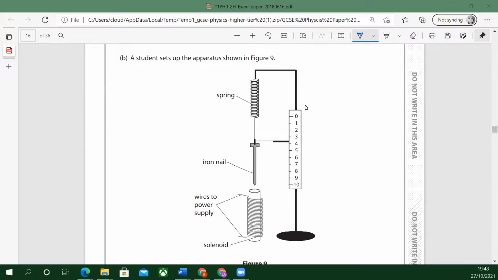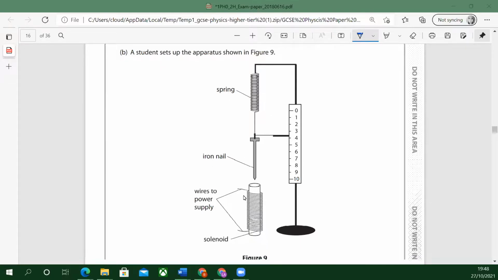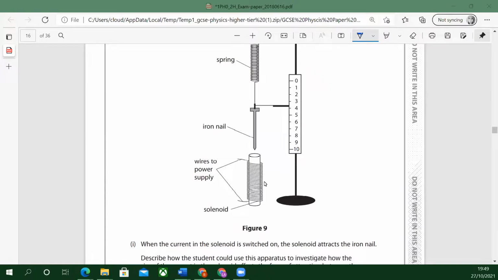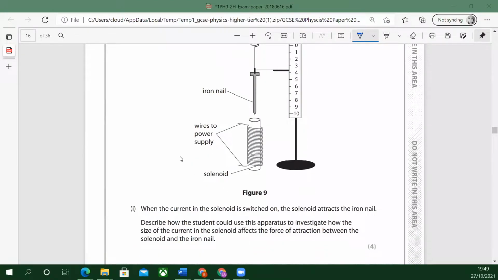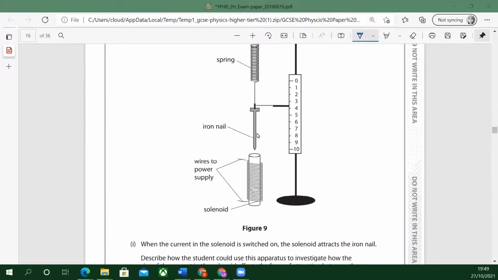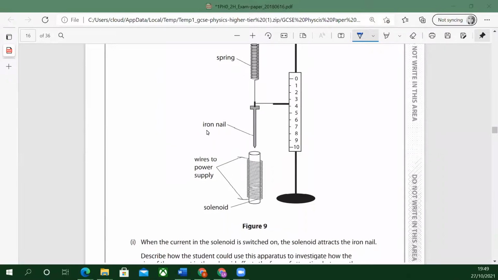A student sets up the apparatus shown in figure 9: spring, iron nail, wires to power supply and solenoid. A solenoid could just be a coil of wire, twisted around a tube or other things. So just a coil of wire is the solenoid there. When the current in the solenoid is switched on, the solenoid attracts the iron nail above it.